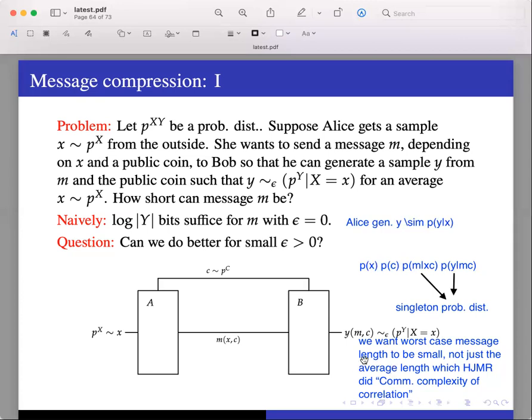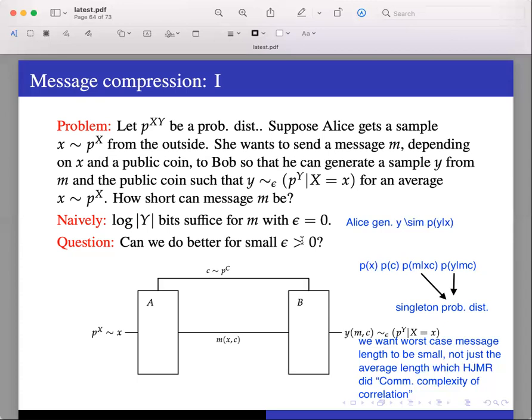Whereas here, we want to say the worst case message length is small. And we are paying the price. So we have to pay a price if you want to bound the worst case message length. The price we are paying here is this epsilon. So this is called the Monte Carlo randomized algorithm philosophy, where the worst case is under control, but there is an error probability. The Las Vegas one, there is no error probability, but the worst case is infinite. It's only the average that is under control. Is the model clear?